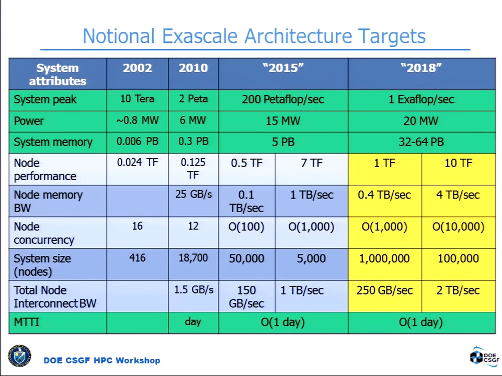It gives you some idea of where we are today, and this is essentially Jaguar in this slot right here. It's about 6 megawatts of power. It has about 300 terabytes of memory. Your node performance is about 125 gigaflops. And then you start trying to reason about where you're going to be in 2015 and 2018. 2015 is considered to be an intermediate machine. 2018 is a true exascale peak system.